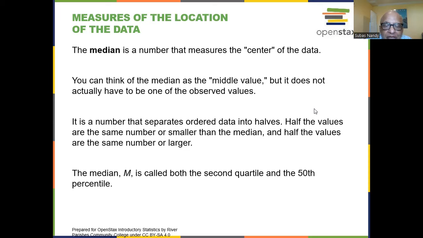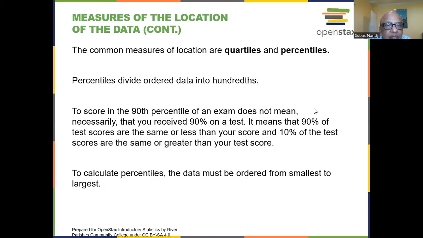The median, capital M, is called both the second quartile and the 50th percentile. So 50% of the numbers are at the median or below the median, and 50% of the numbers are at the median or above the median.